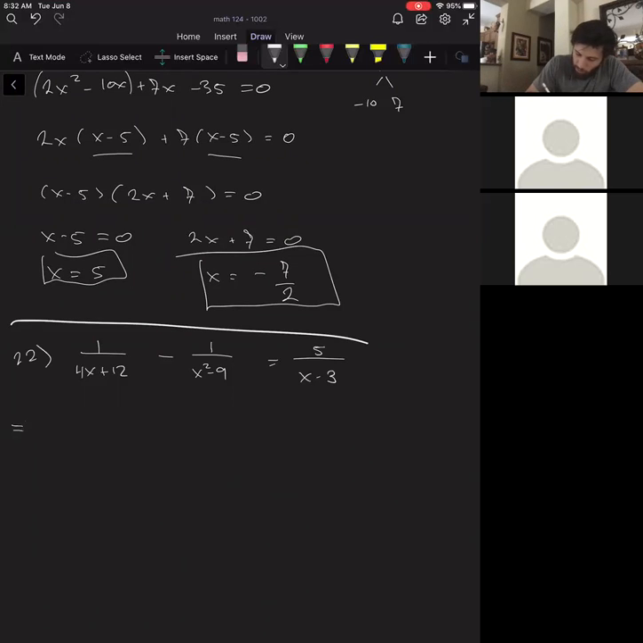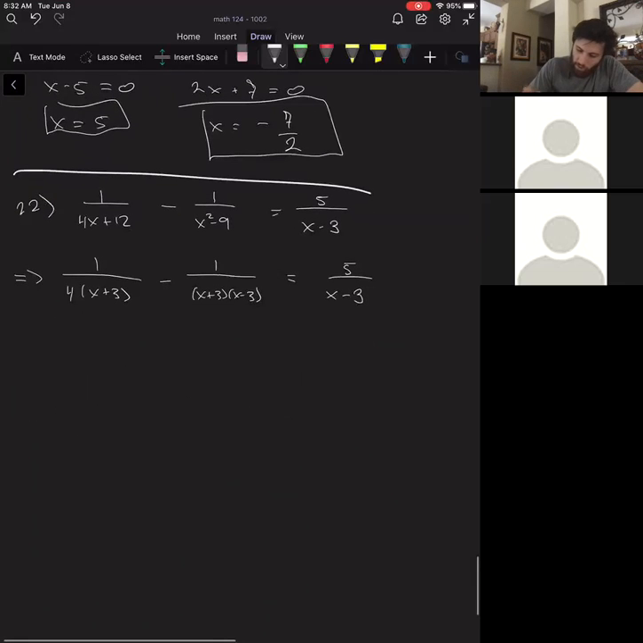The first thing we can do is factor this first denominator. We can take out a 4, and we're just left with an x plus 3. We can factor x squared minus 9. That's going to be x plus 3, x minus 3. And then there's nothing to factor on this last one. All right, so everything's factored.